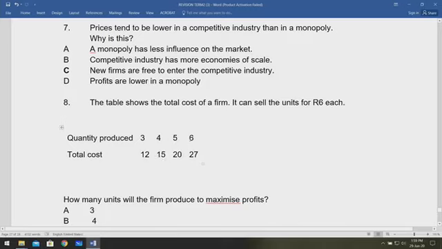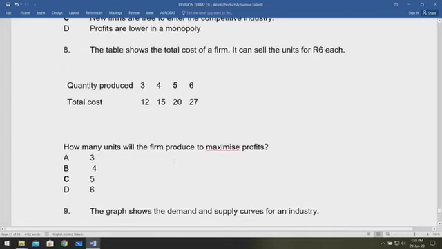So where did I get the biggest answer? At 5 units, because there my profit was 10. So the only answer there would be C. Okay? The graph shows the demand and supply curves for an industry, right?